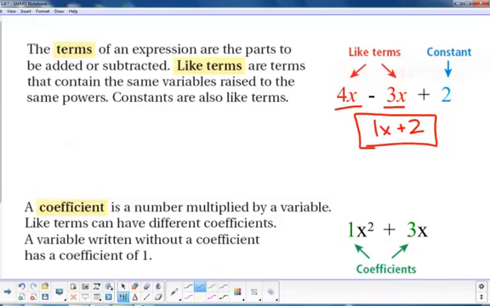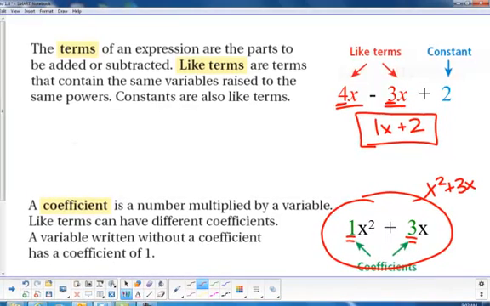So in the second little problem, coefficient is the number out front. So this is our coefficient, 4 and 3. And since these are not like terms, you can't add them. So you could write it like that, or you could just put x squared plus 3x, because when there's no coefficient, it's assumed to be 1.